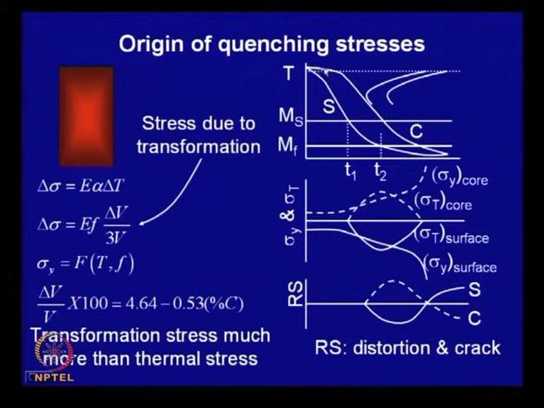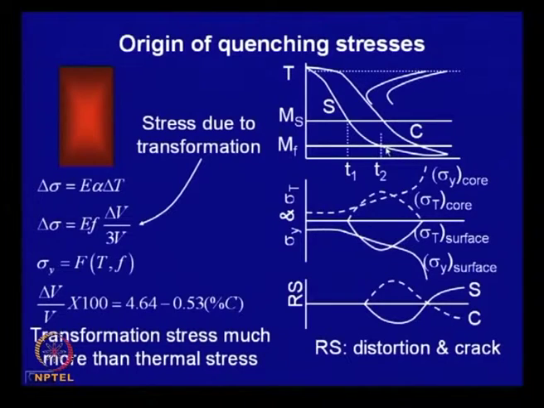Surface cools faster, core cools slower, and in both cases we are assuming that the cooling rate is fast enough to avoid the nose of the CCT diagram. Therefore, you are going to have martensite both at the surface as well as the center. But look at when the martensite transformation starts at the surface. After this time t, when it crosses the Ms temperature, and the process is athermal, it continues to take place as long as the temperature goes on decreasing, and it completes over here, and possibly at that time transformation may not have started at the core.